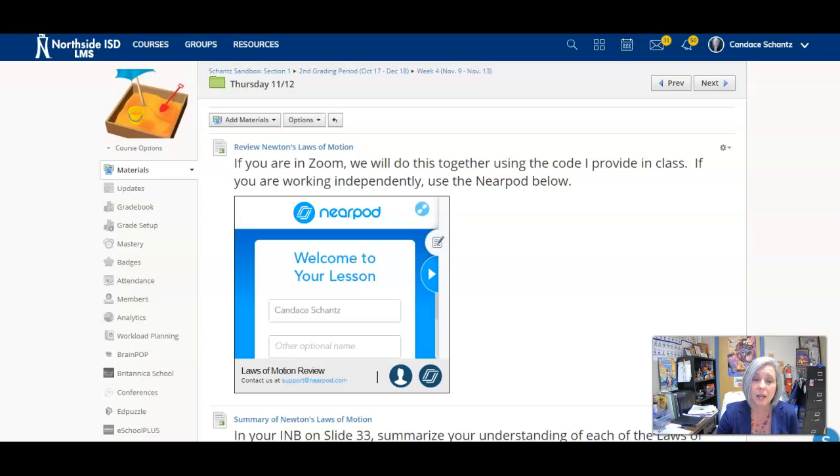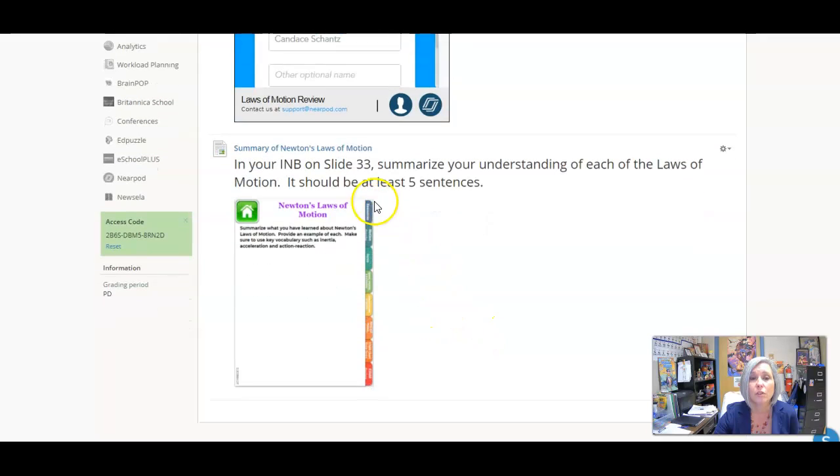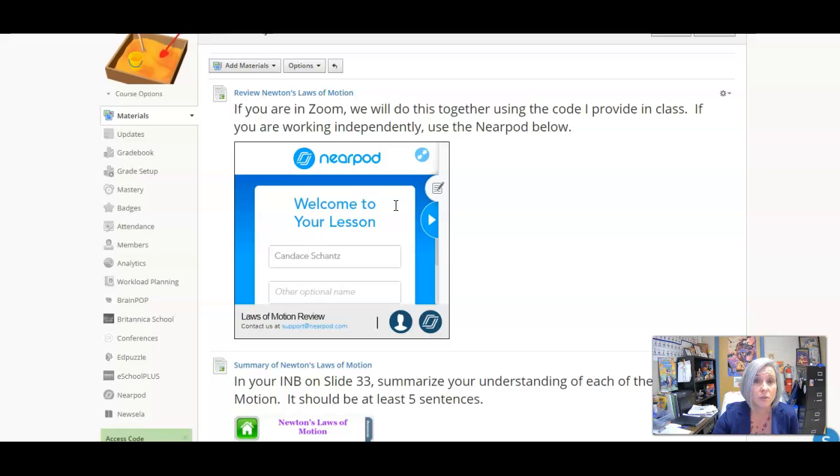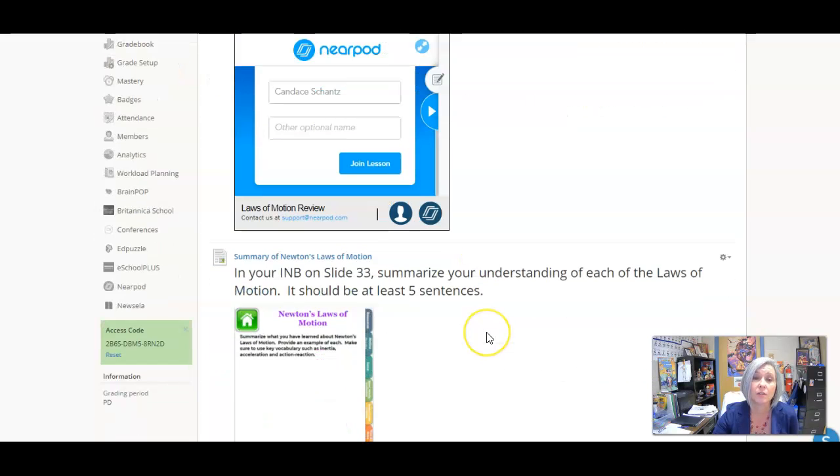Once you've completed that, in your IMB, you are going to work on slide 33, where you're going to write your summary. That summary will be a minimum of 5 sentences, and it describes your understanding of the 3 laws, all 3 laws. Okay? So you'll complete the Nearpod first, making sure to answer everything, and then do the summary in your IMB. Tomorrow we'll be doing some virtual lab activities over the 3 laws of motion.